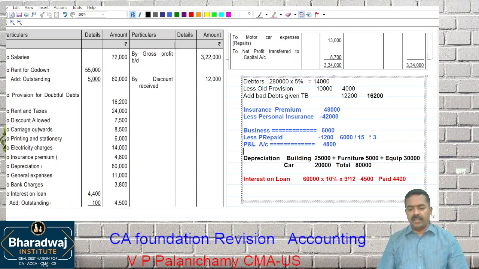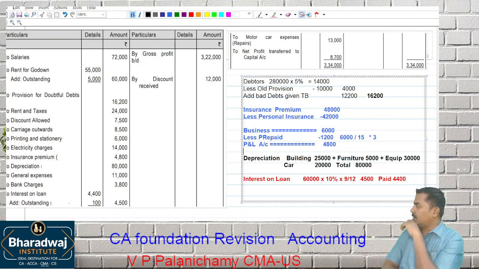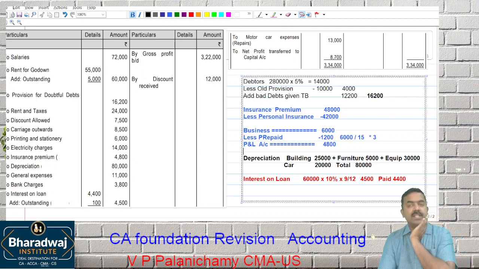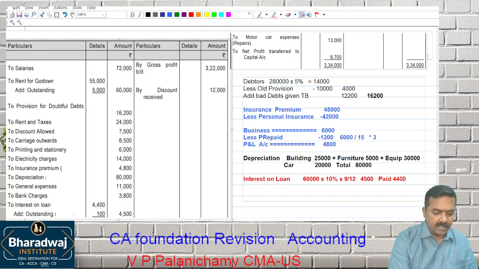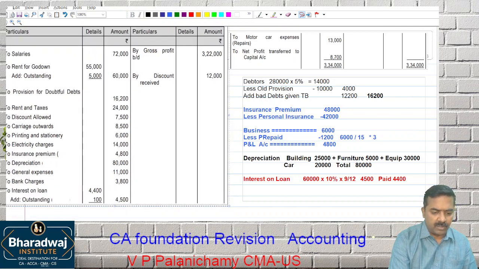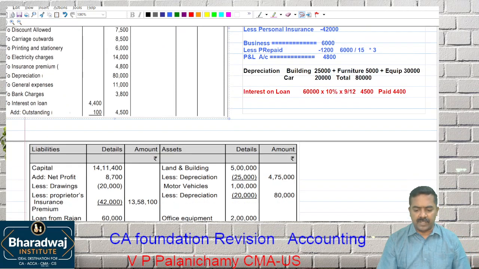Depreciation total 80,000. Interest on loan, what is the accrued amount? 60,000, 10% for how many months? 9 months. 4,400 is only paid, so how much is outstanding? 100 rupees is outstanding. In the P&L account, how much should come? 4,500 should come.